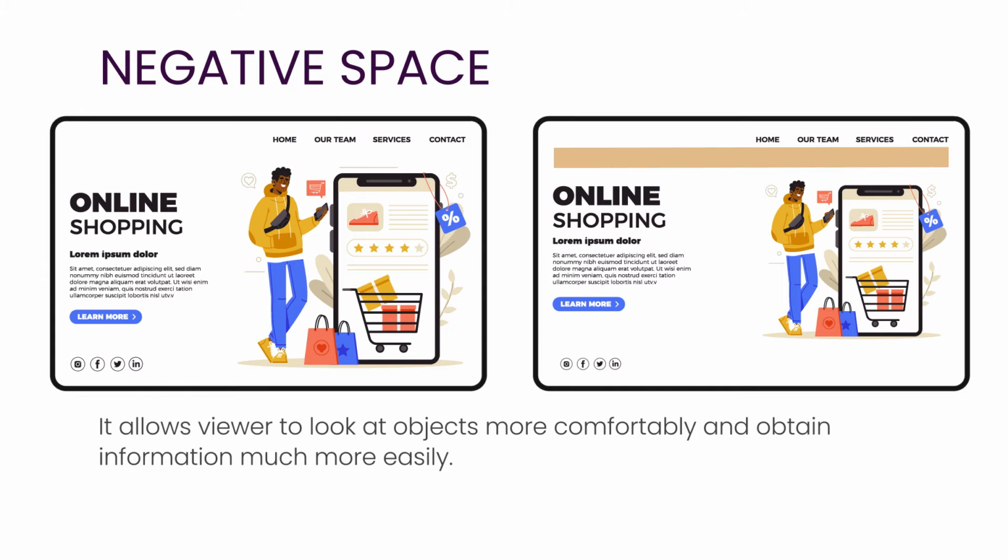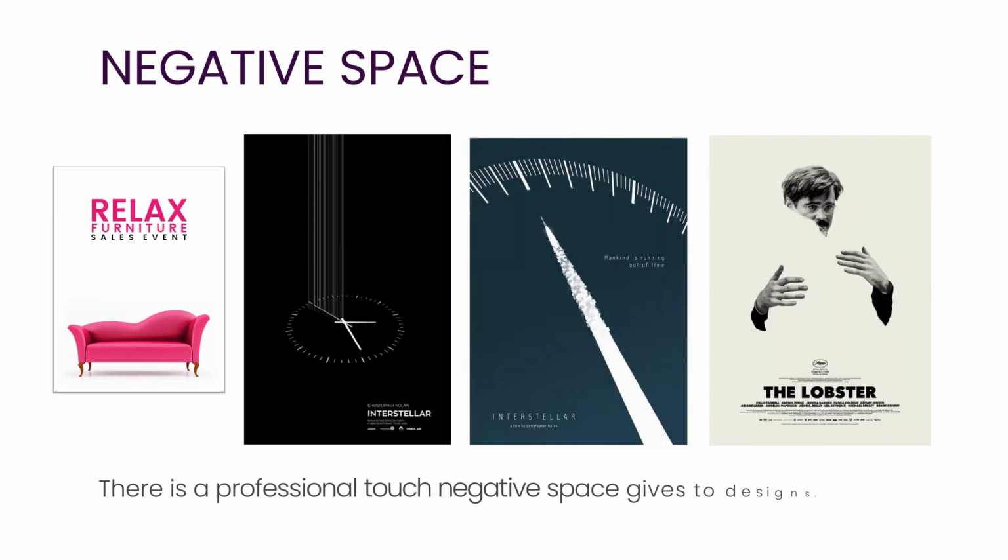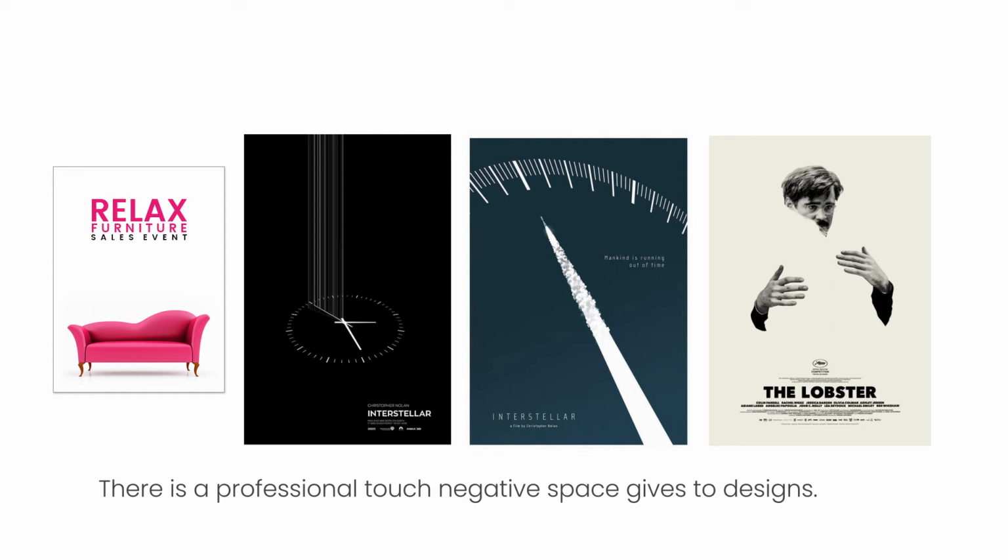So once again, what this does is that it eases your viewer's eye as they travel through your page, as they travel through your work. So as I was saying, you can see some examples of high end work here. You can see, for instance, this relaxed furniture sales event. Very simple. There's no need for details. You can see the negative space between the title and the illustration. That's the picture you can see.